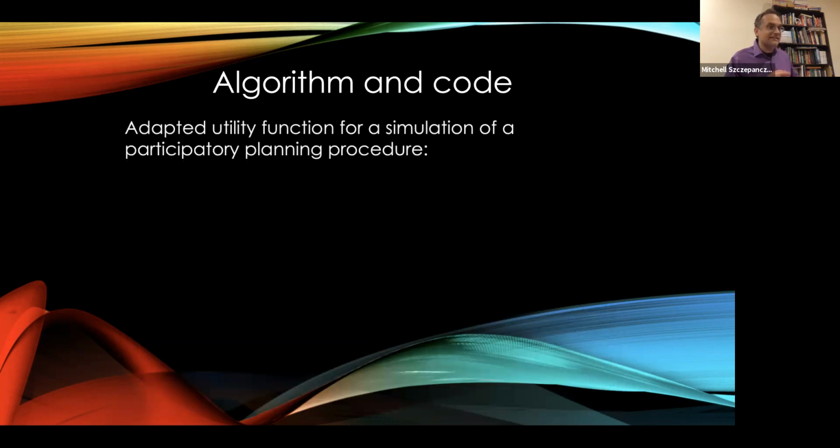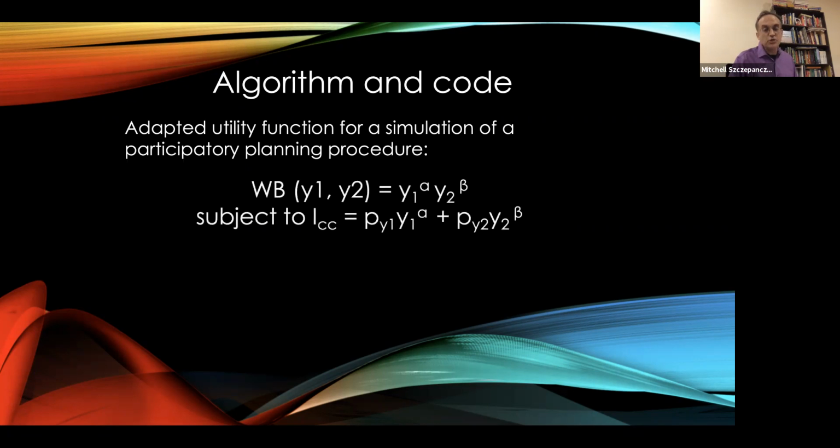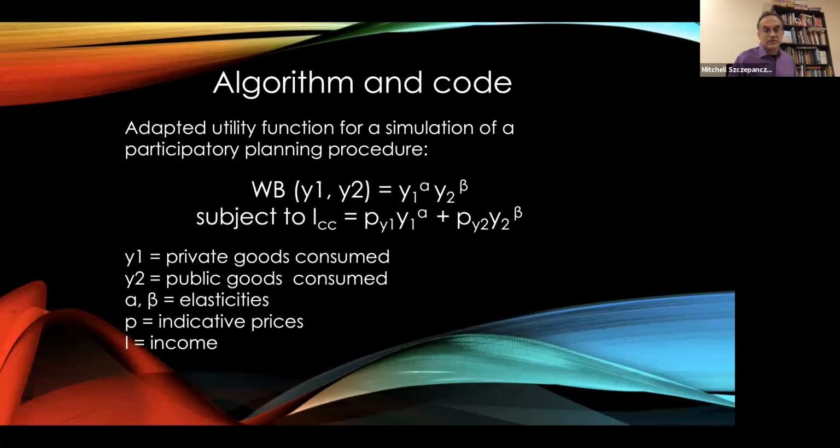Moving on to the utility function, that is the program handling the consumption side of things for simulating a participatory planning procedure. I'm happy to say that it is much simpler. That's it, 2 variables. To describe what this means, Y1 and Y2 refer to public goods and private goods. And you're basically just multiplying them and their respective elasticities together, and that's your well-being.